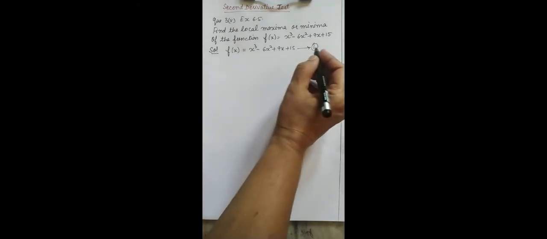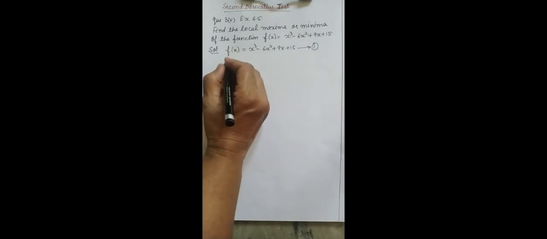Now let us consider one more question of second derivative test. This is question number 3, 5th part, exercise 6.5. I have chosen an algebraic function this time. The previous question was of trigonometric function. Find the local maxima or minima of the function f(x) is equal to x cube minus 6x square plus 9x plus 15. So I will mark this as first result, first equation.